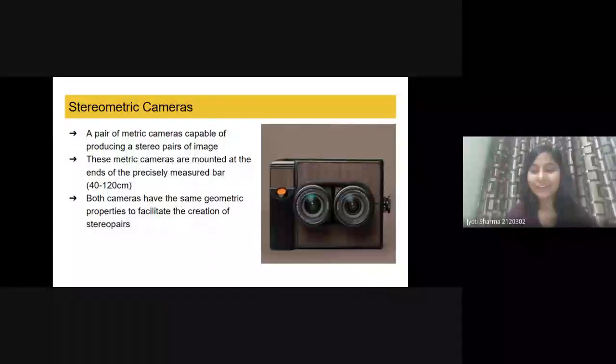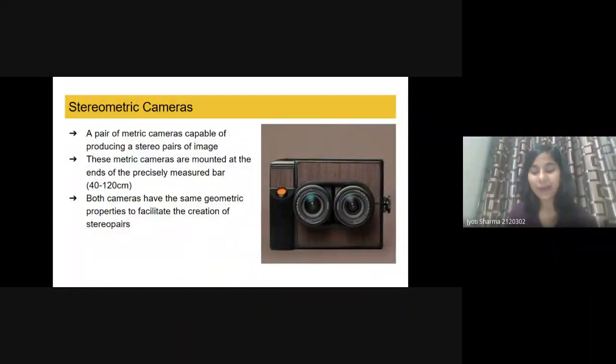So different cameras have different types of applications. In this camera, if you see, there are two different lenses, and if we are capturing one object from two different cameras, then it will give you a 3D image very efficiently. The quality and whatever properties the object has, it will capture perfectly. So this is the benefit of getting two cameras within one frame.